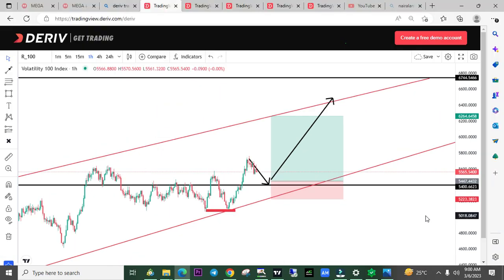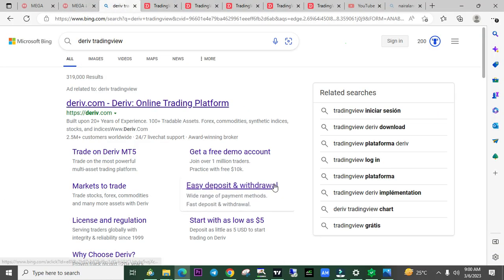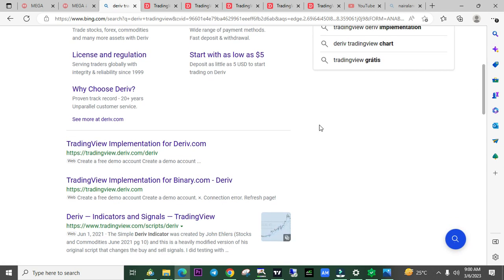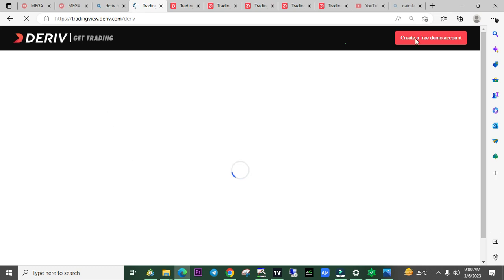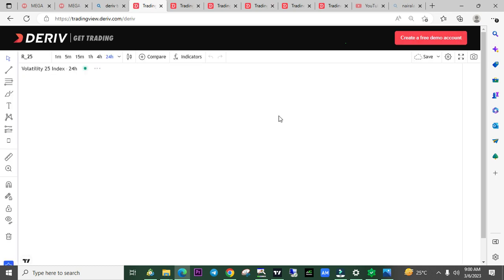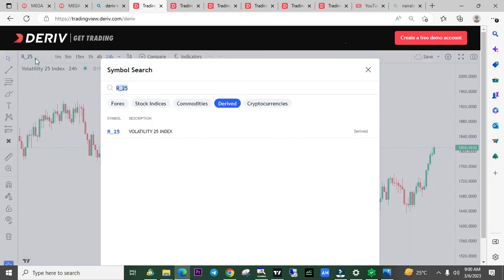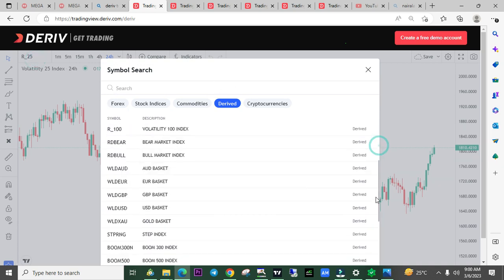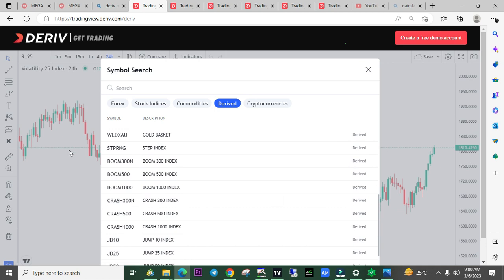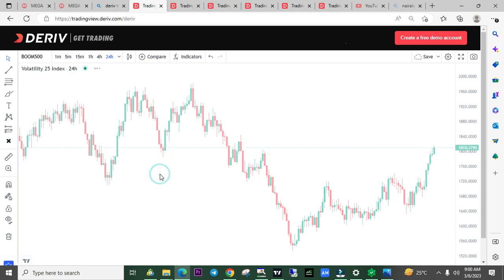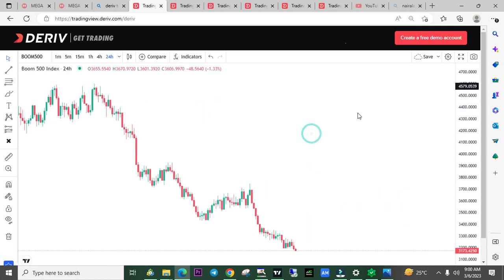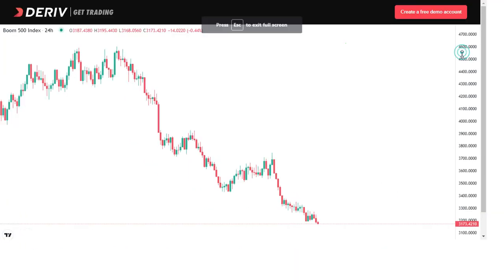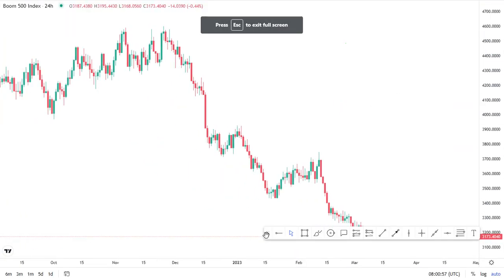So we are going to do one more. Let's check if we can get one. Let's pick one. Let's go to crash now, maybe, or boom. I think the one I did was crash, so I would do Boom 500 now. So this is Boom 500, guys, on the daily time frame.